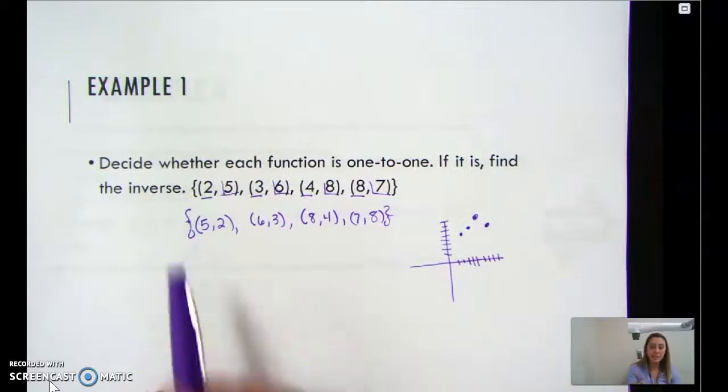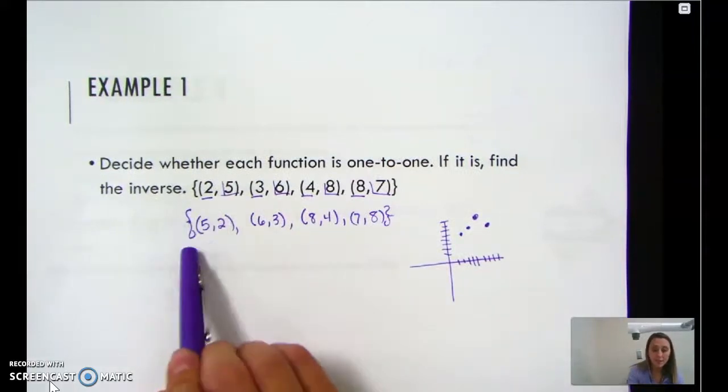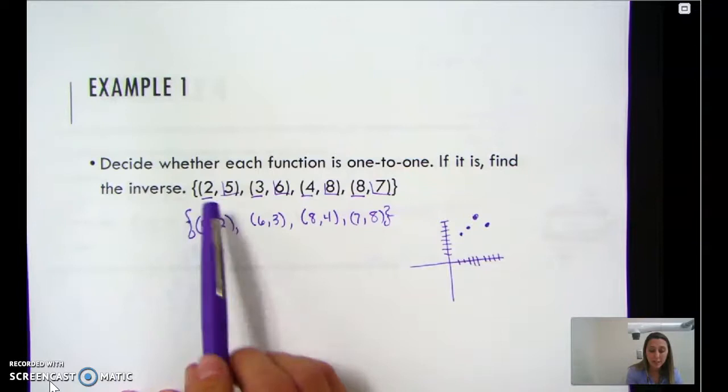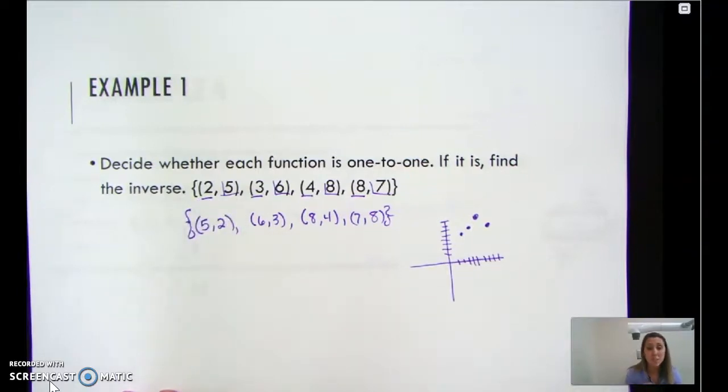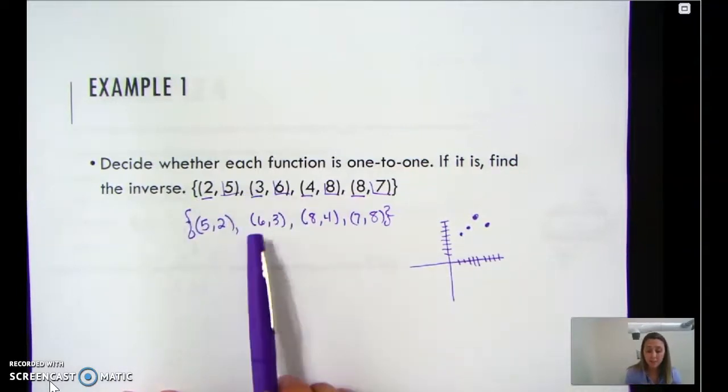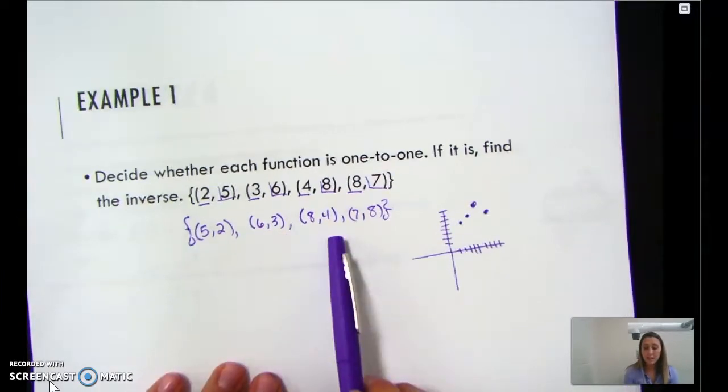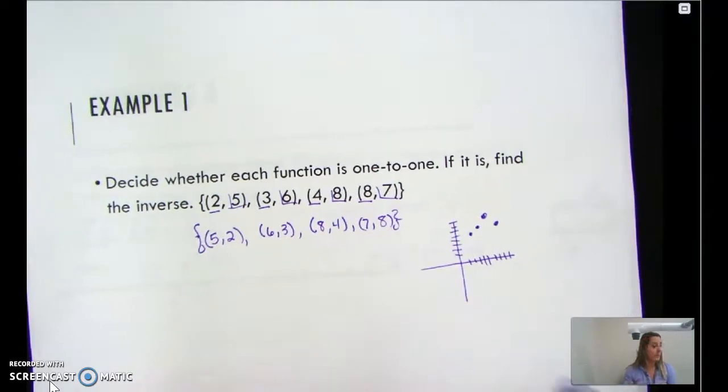So to write that, since it's given to me in curly brackets, I went ahead and wrote it in curly brackets. So (2, 5) would be (5, 2). I just switched the x and the y. (3, 6) would become (6, 3). And then I did the rest of the points that way.